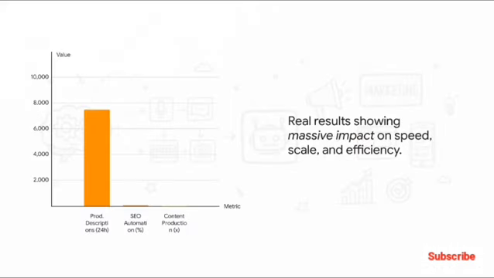And the numbers just get crazier. For Adidas, 7,500 product descriptions written in a single day. Another company automated 60% of their entire SEO workflow. We're seeing teams literally triple their content output without having to triple their team size. These are not small changes. This is a whole new ballgame.